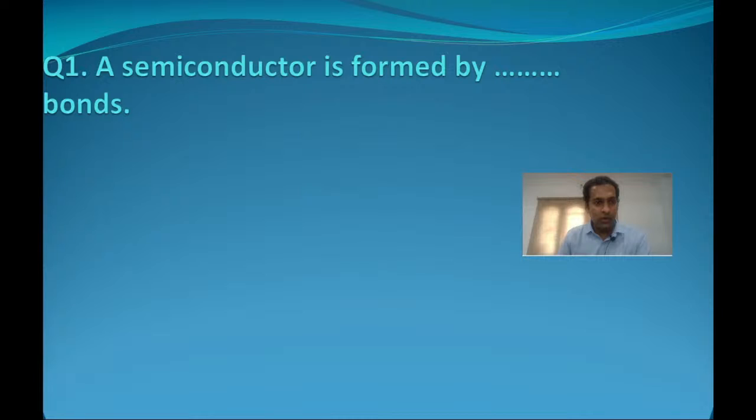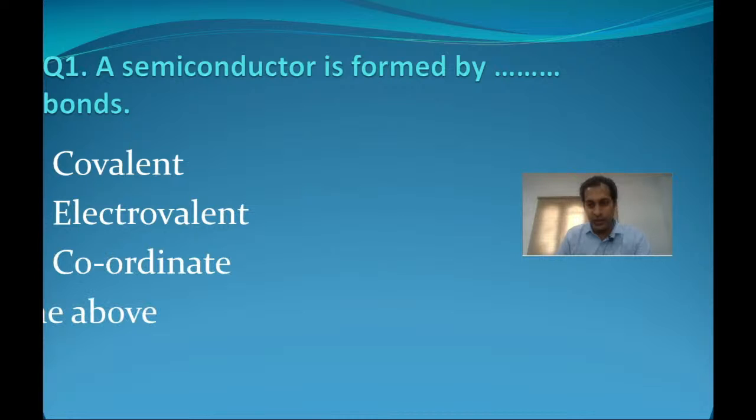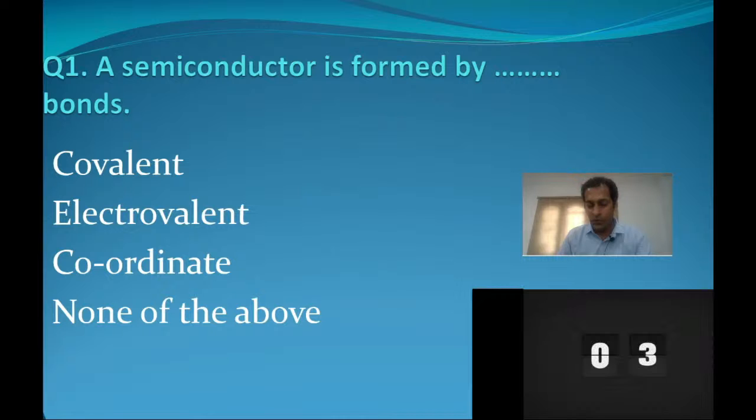So this first question is, a semiconductor is formed by dash dash bonds. The first option is covalent, second is electrovalent, third is coordinate, or none of the above. So your time starts now. Just write your roll number, you can copy the roll number, and then write the answer number. Like if you want to go for covalent, you should write 1. If you want to go for electrovalent, you should write 2. So now 6, 7, 8, 9, 10. The time is up. We'll go to the next question.